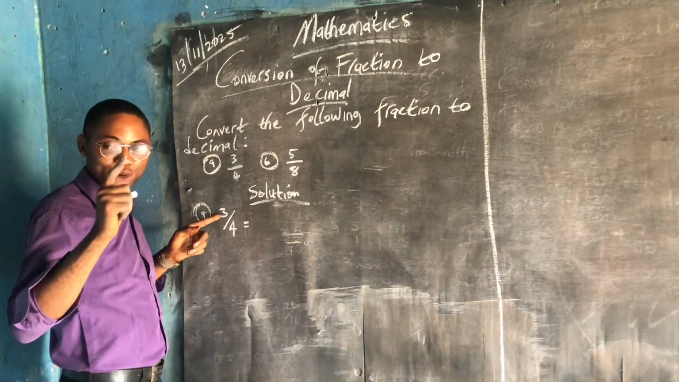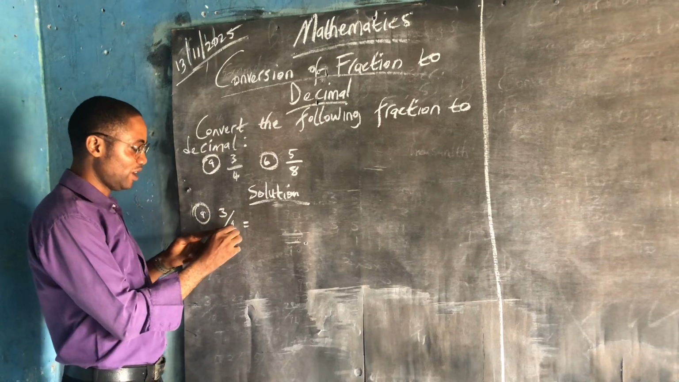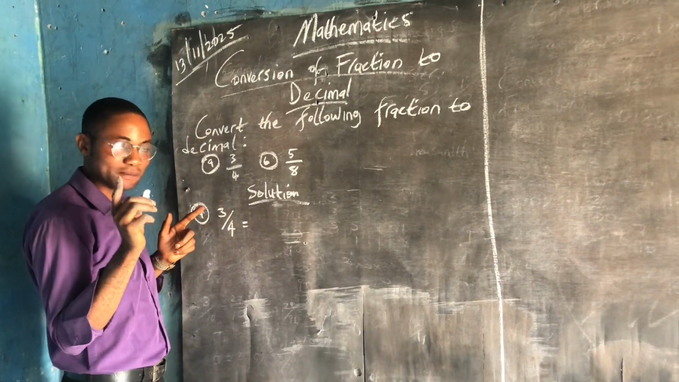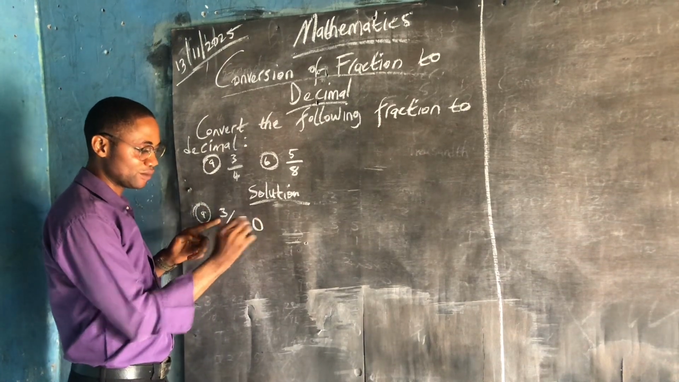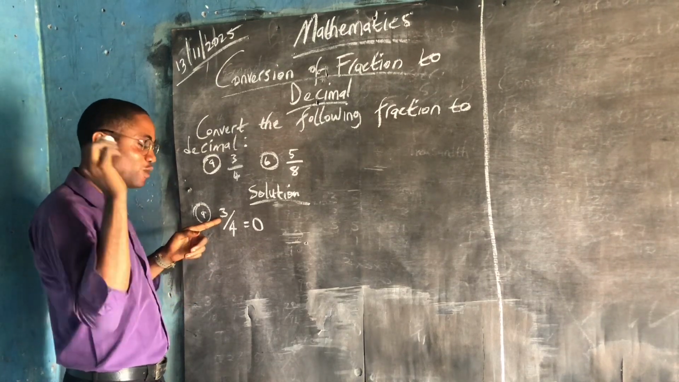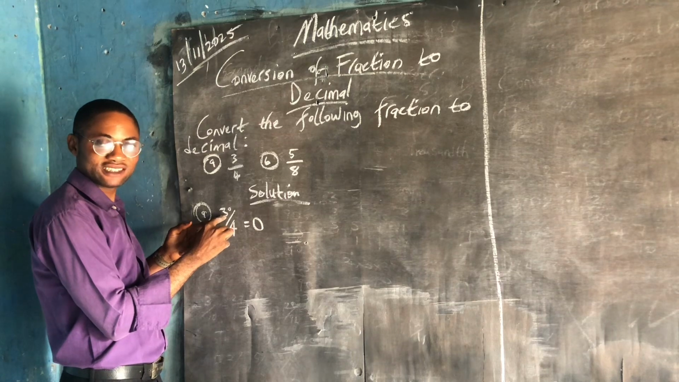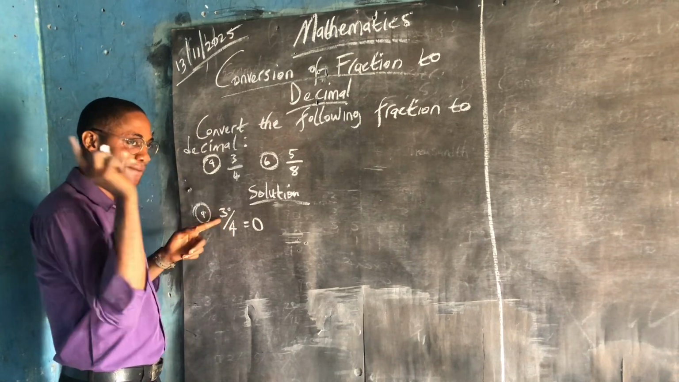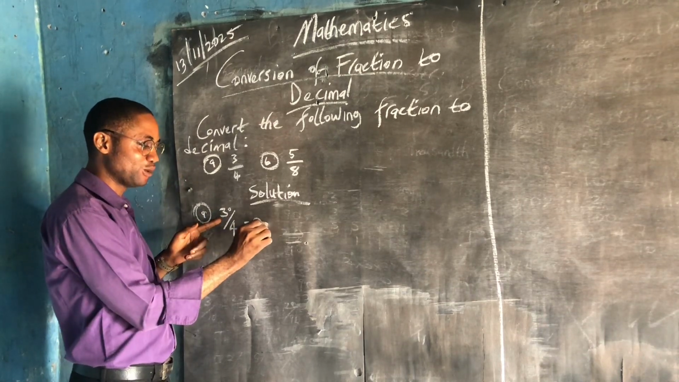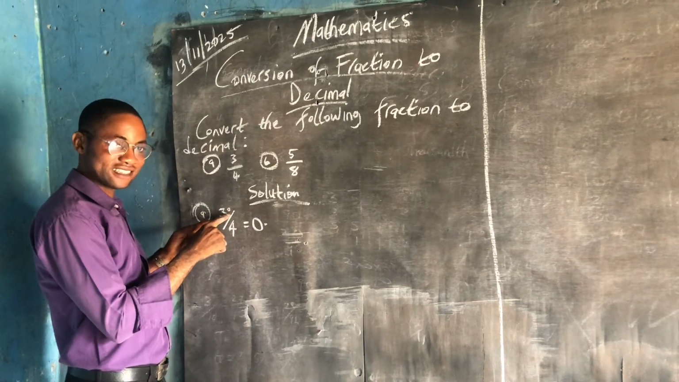You will now borrow 0. You borrow 0. So 4 divided by 3 cannot, it's impossible. So you put your 0. Then you borrow 0. Once you borrow 0, you add the 0 that you borrowed to this 3. It becomes 30. Immediately you borrow 0, put a point. And now you have your 30.